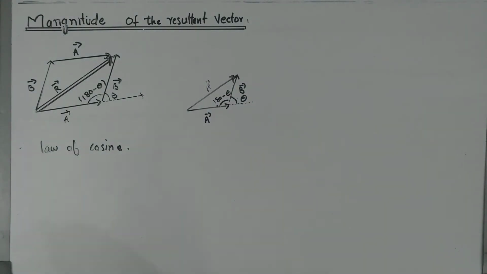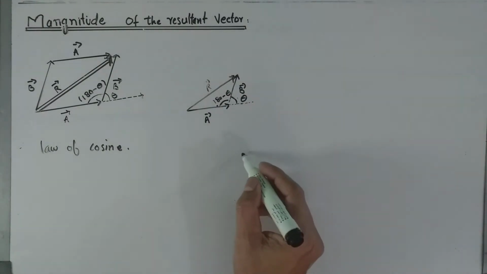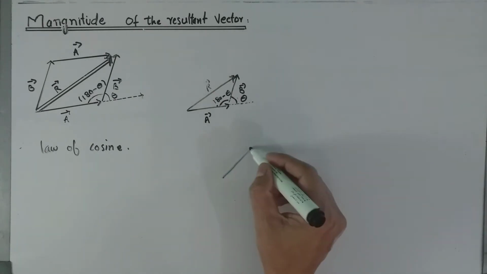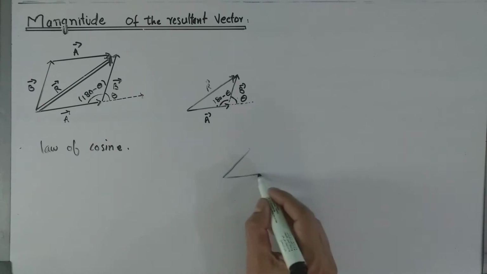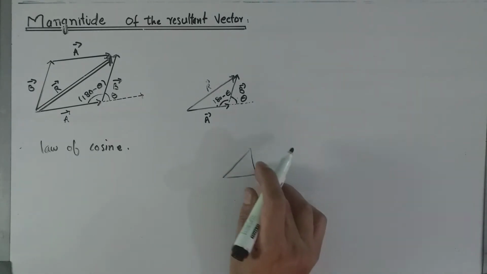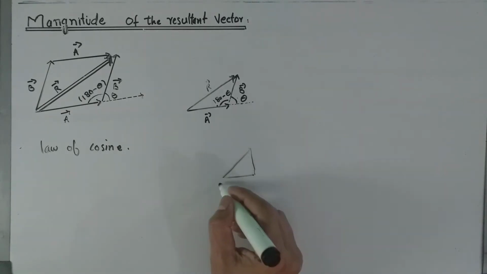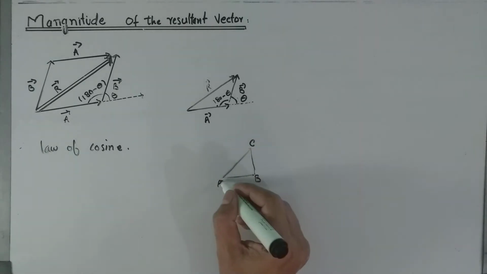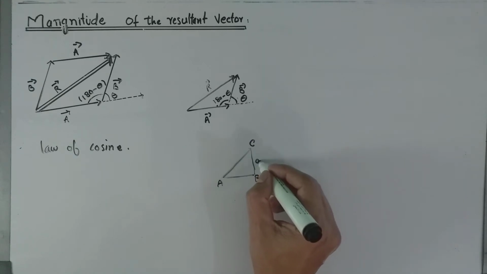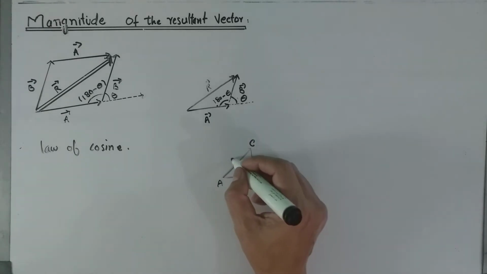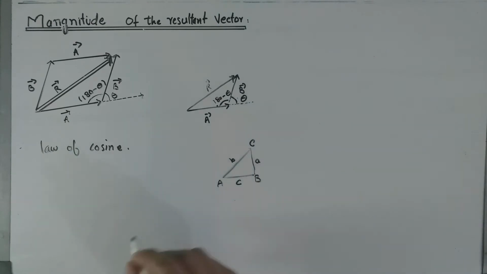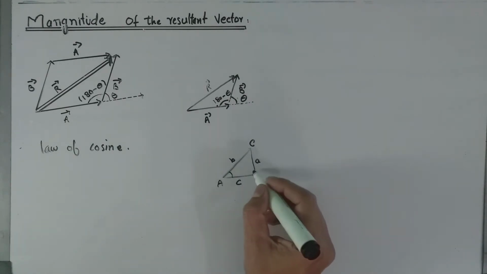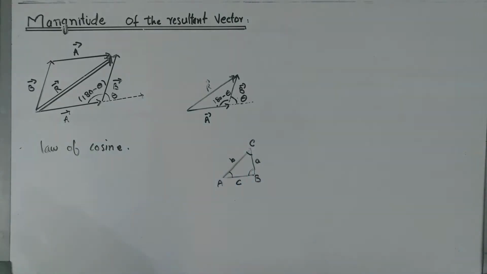Let's say you have a triangle. Let's say this is a triangle, and here is the same triangle. It's a triangle, okay, and we will label this side A, this side B, and this side C. And this is angle A, this is angle B, and this is angle C.